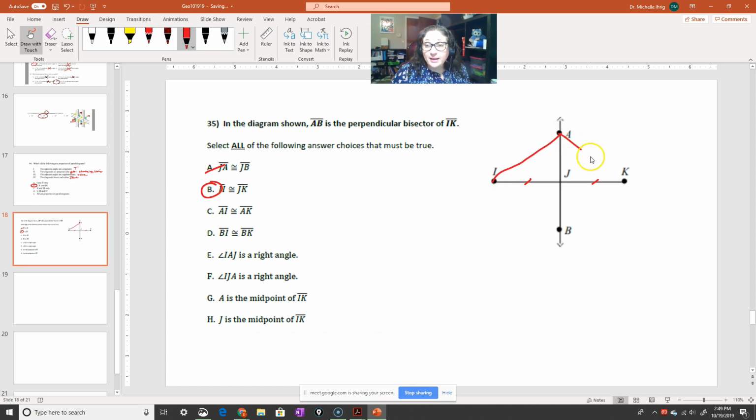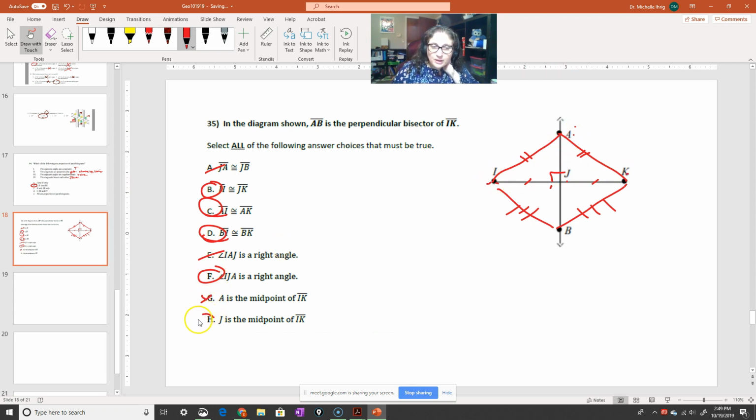AI and AK, yep, we talked about that bisector theorem, that's true. BI and BK, that is also true. IAJ is a right angle. Hopefully by looking at it, you know that's not true. IJA is a right angle, yep, we know that that's true. A is the midpoint of IK. Definitely not true. J is the midpoint of IK because that's where the bisector point is. So I went through that fast, but hopefully you know that one already.